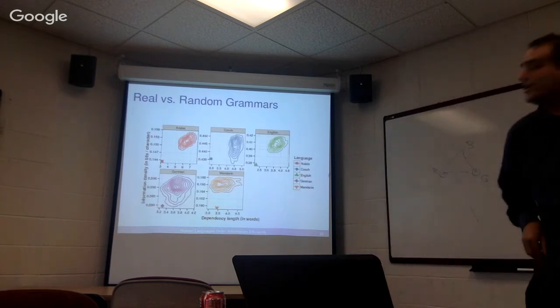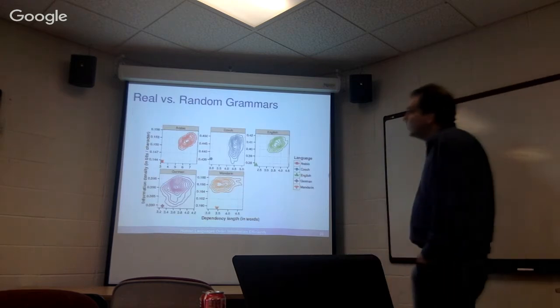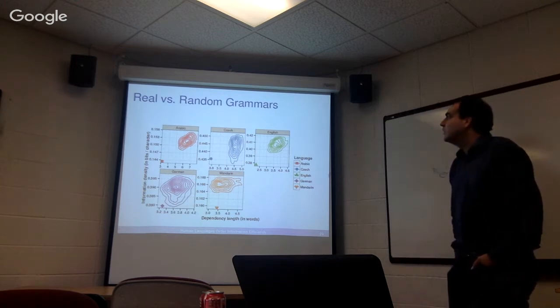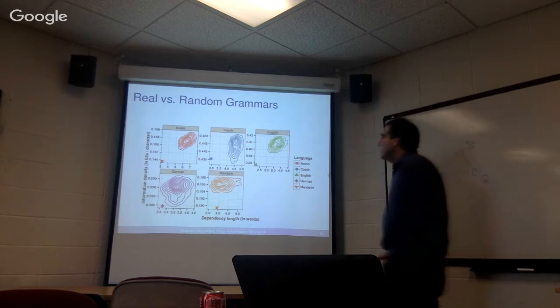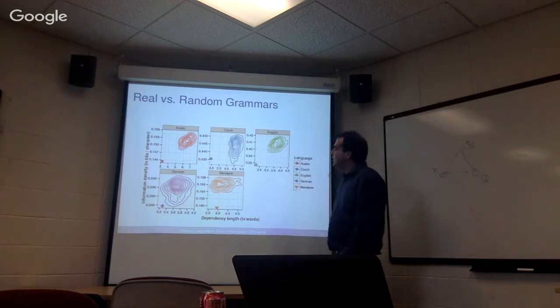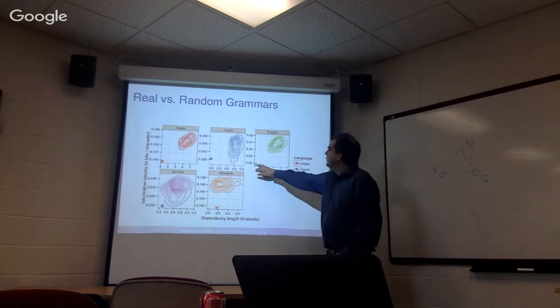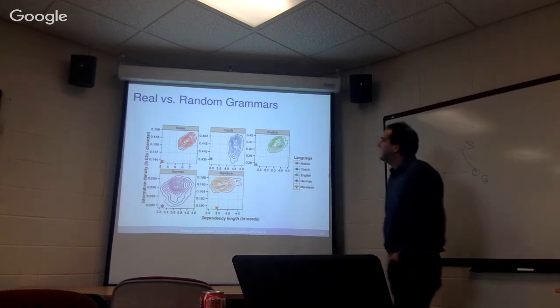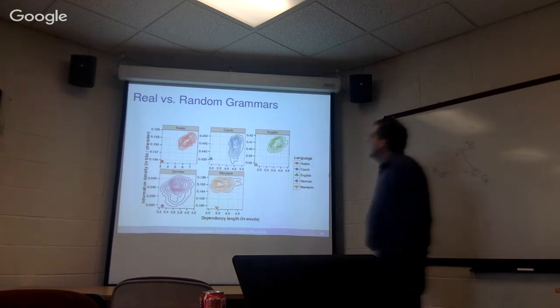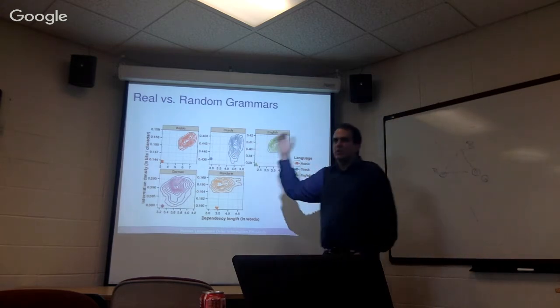Okay, so this is what happens if you put the real grammar on there. So you measure the dependency length and the information density for the real grammars. Basically, they're all down and to the left. So they have lower information with higher probability. You have shorter dependencies. And it's true whether you have Czech, which people say is a free word order language.